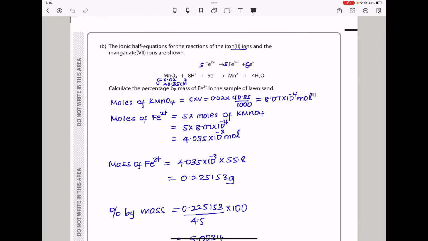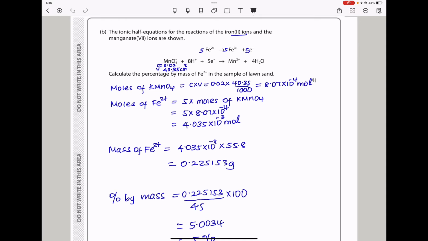In part B, the ionic half equations for the reaction of the iron(II) ions and the manganate(VII) ions are shown. So these are the reactions. They say calculate the percentage by mass of iron(II) in the sample of lawn sand. Since we have 5 electrons here, I multiplied everything by 5 to create 5 electrons here as well. And then you can see the ratio is going to be 5 to 1.